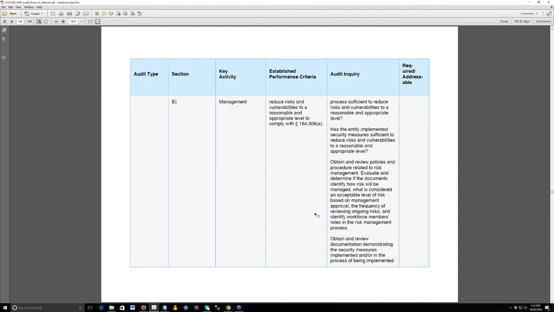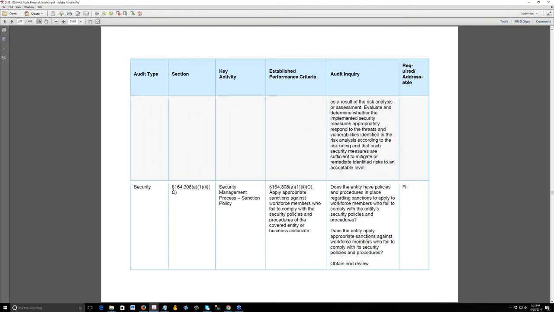That's right. Obtain and review documentation demonstrating the security measures implemented. As a result of the risk analysis or assessment, evaluate and determine whether the implemented security measures appropriately respond to the threats and vulnerabilities identified in the risk analysis. Notice what they're using: threats and vulnerabilities. They're using the language here of 800-30, right? That's what they're going to ask you about in their audit inquiry.